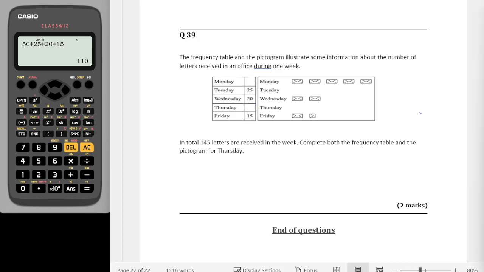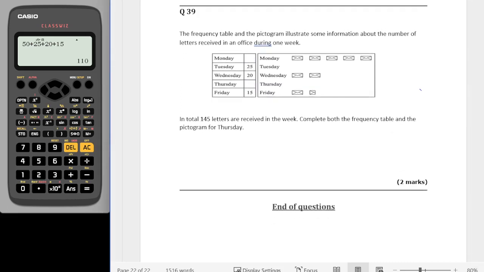Apologies about that. I'm just going to run through that question again. I think I messed up on my recording of it. It's a frequency table and a pictogram. It illustrates information about the number of letters received by an office in 1 week. So we've got a partial pictogram, partial frequency table. A total of 145 letters are received in the week. Complete both the frequency table and the pictogram for Thursday.